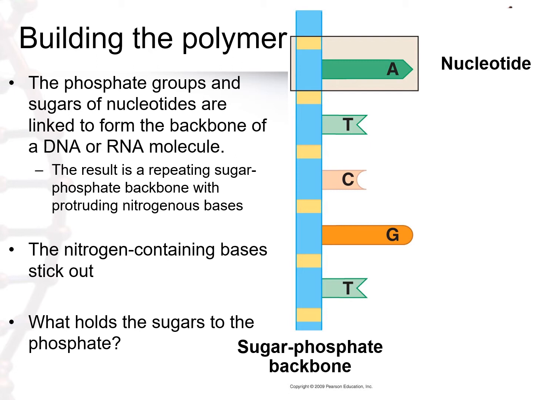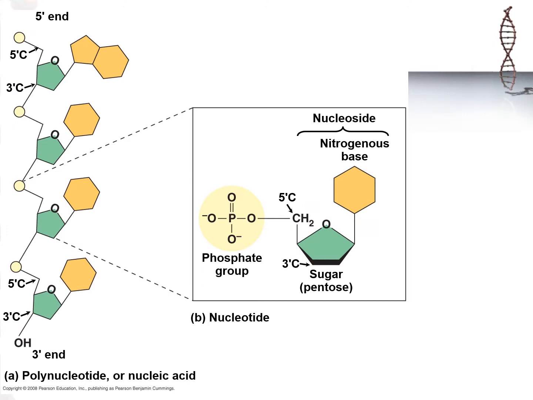The bond that forms between the neighboring nucleotides is a covalent bond, and it has a special name. It's called a phosphodiester bond. So if we look at it with a little bit more representative of the shape, you can see that there's one nucleotide blown up there, and you can see that it goes sugar phosphate, sugar phosphate, sugar phosphate, sugar phosphate along the backbone, and then the base sticks out to the side.